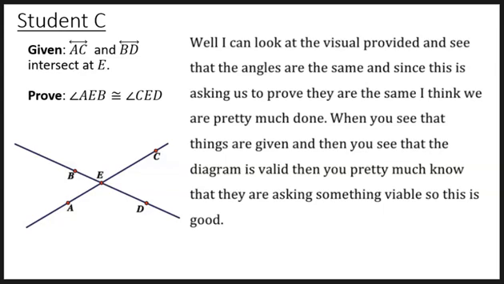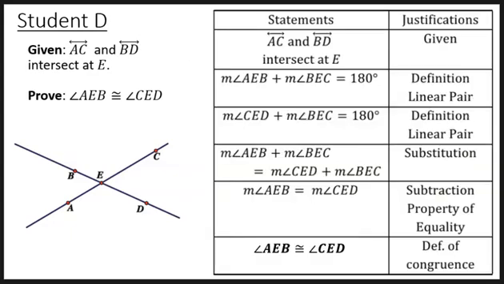Student C's proof is not valid. Their reasoning is stating that since they look congruent, they must be congruent. For proof, we need a logical argument. Saying that something must be true because it looks like it should be true is not an example of logical reasoning. Student D started by stating what was given.